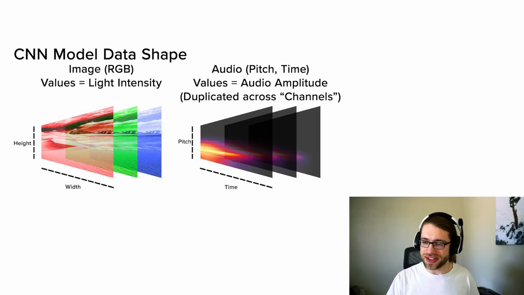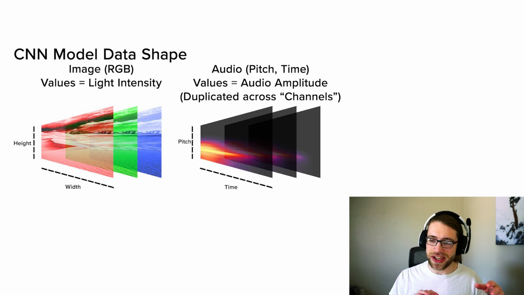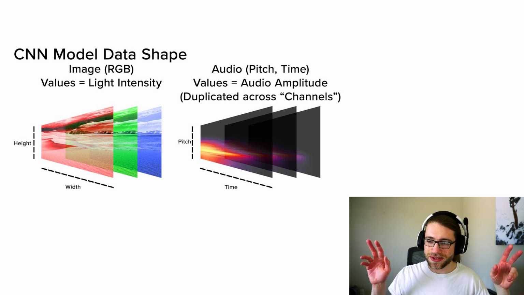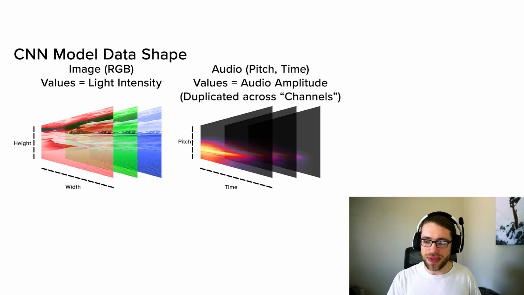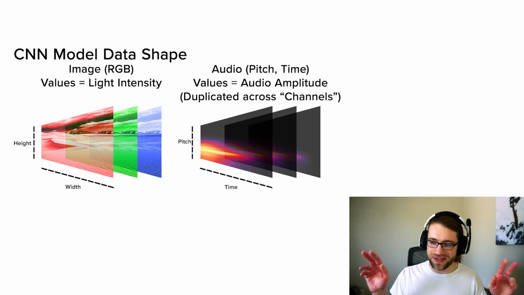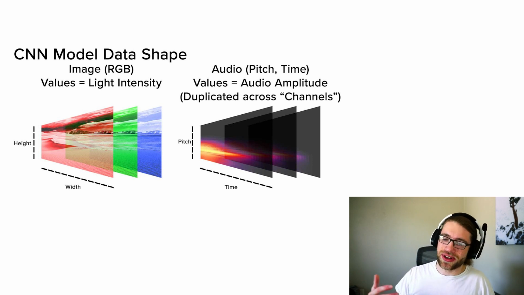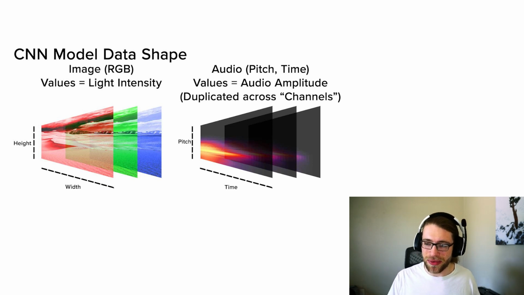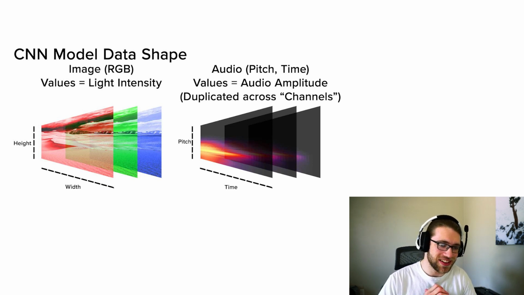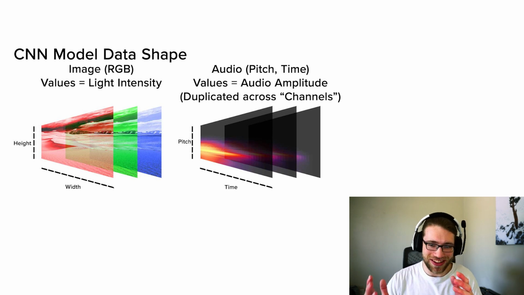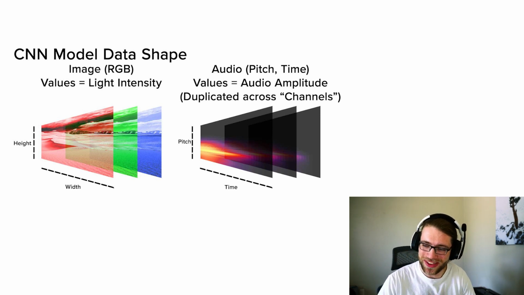What ended up happening was I just duplicated amplification data across all three color channels of an image pretty much. So the R, G, and B values were exactly the same in each location. The Y values are the pitch values, the X-axis is time, and then the values themselves are the amplification data. So it's comparative to the height versus width of an image, and the color values of each. Maybe a grayscale image would be the best way to describe it.